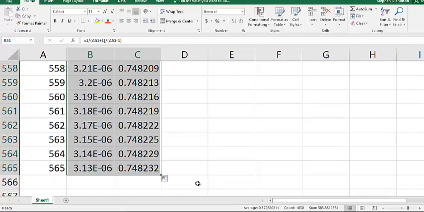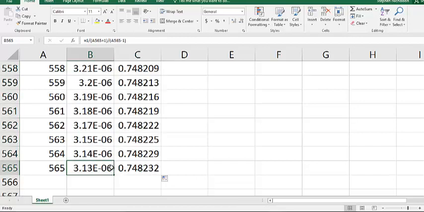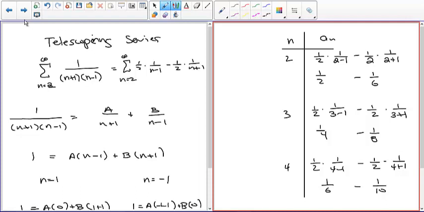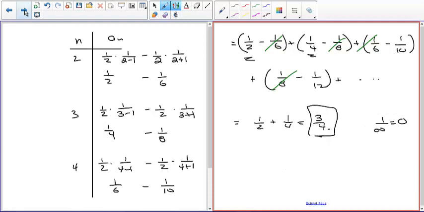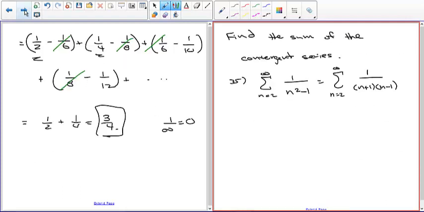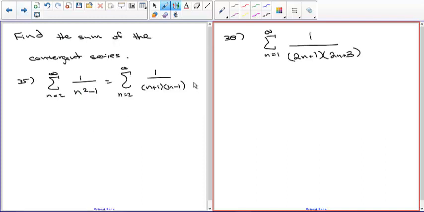Yeah. It's taken a long time to get to 0.75. But now you can see why, because the terms are getting really small here. Anyway. Okay, so that's one we just did.